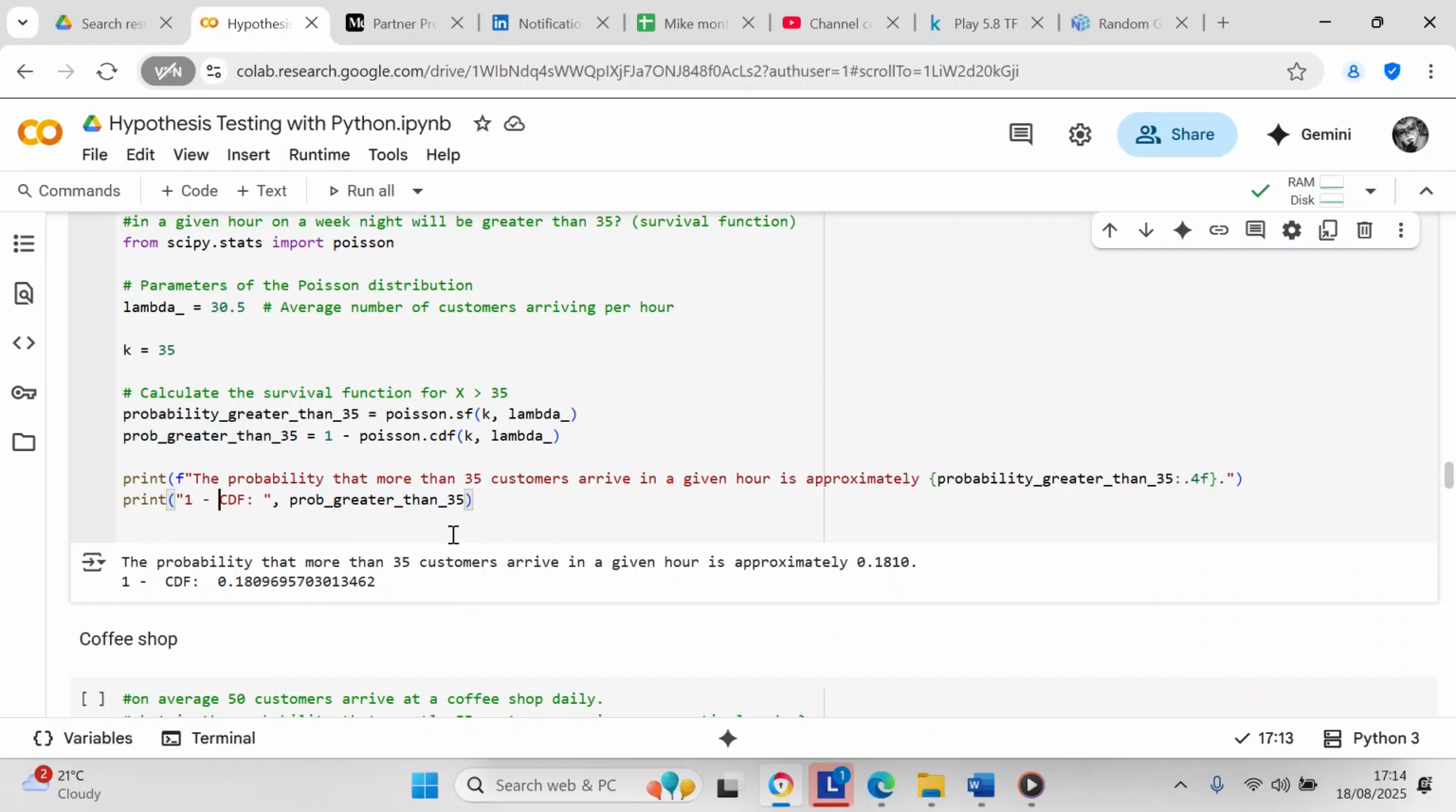I just wanted to check that and make sure that was the case. So you can use the survival function if you've got it. But if you're working with Excel, I don't think Excel has a survival function, so you're going to have to use 1 minus Poisson.cdf.